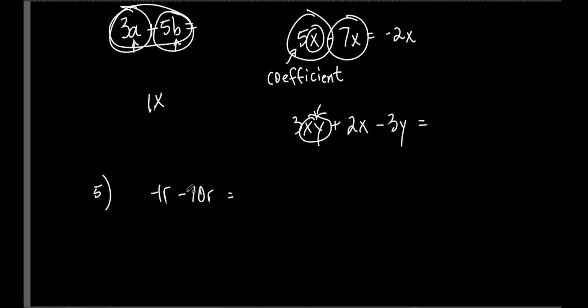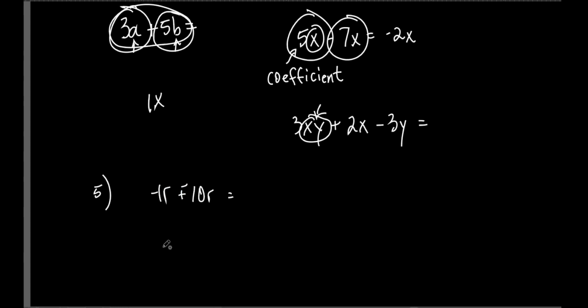So how do I add or subtract these? Well, first of all, it's subtraction. So I always turn subtraction into what? Addition, right. I do that by adding the opposite. So I put a plus a negative. That's the same thing as minus 10r.